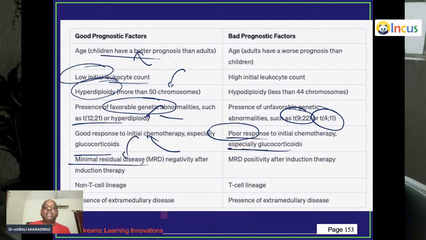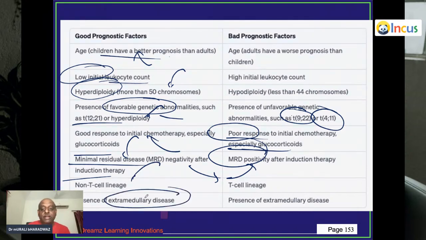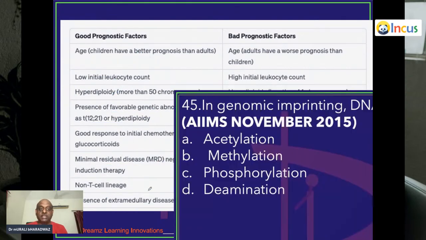Minimal residual disease after induction therapy, good. MRD positivity, bad. T-cell lineage, bad. Non-T-cell lineage, good. Extramedullary disease, bad. You need to be very sure on this classification, doctor.